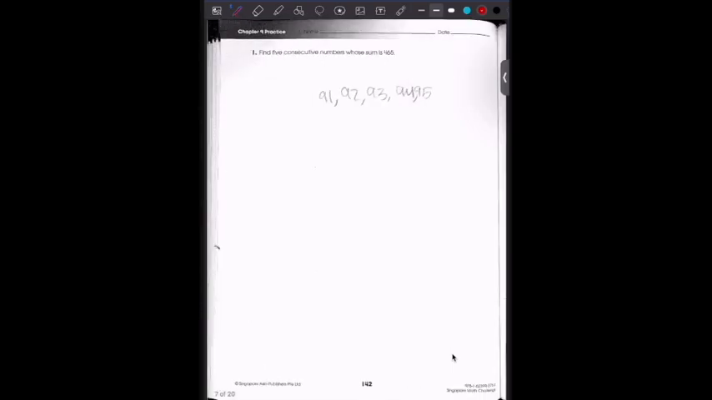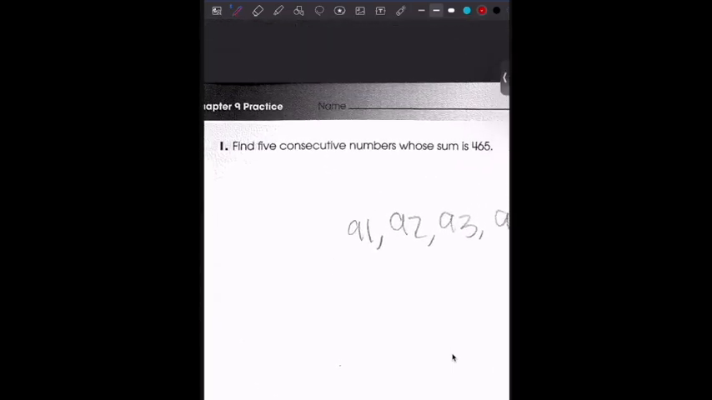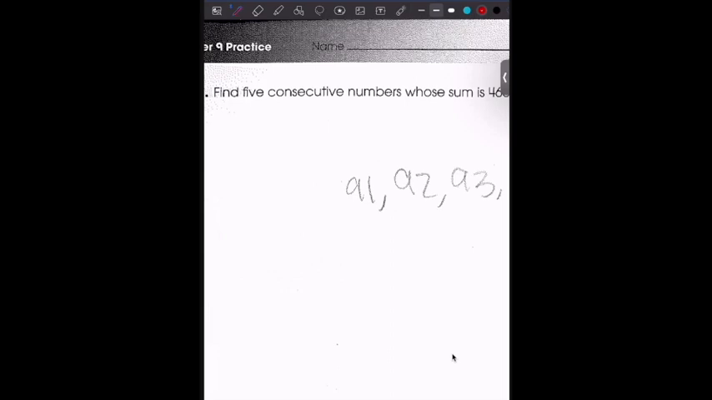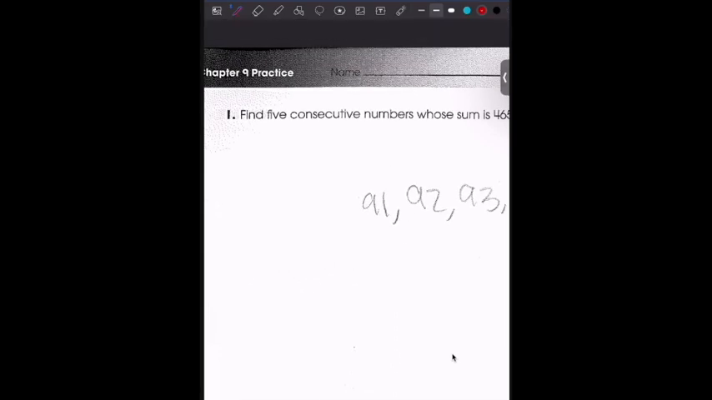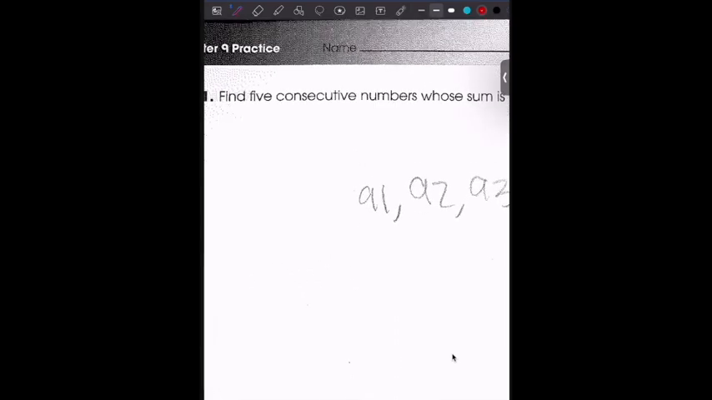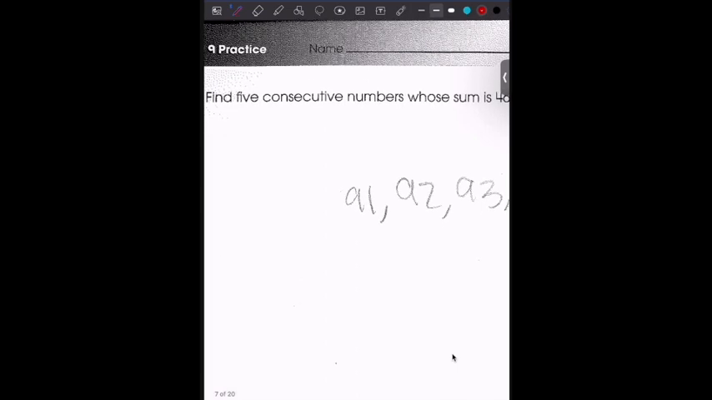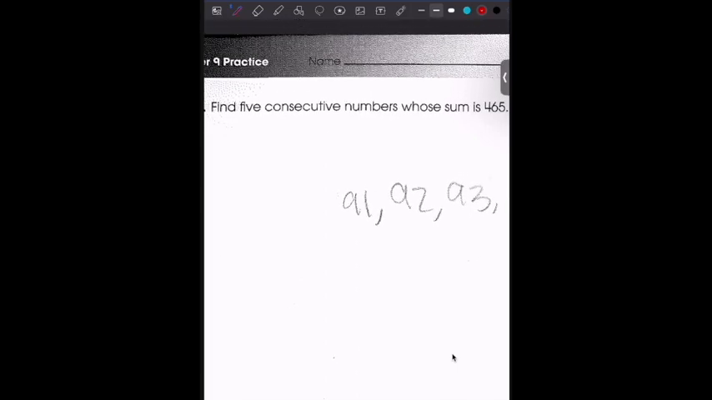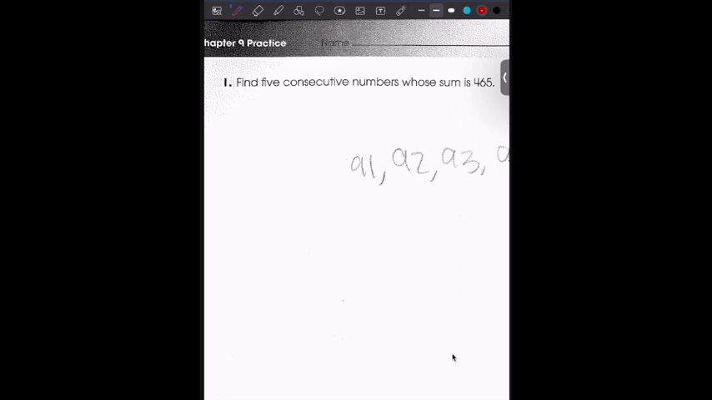So now we're going to look at problem 1. It says, find 5 consecutive numbers whose sum is 465. I'll give you guys about 2 minutes to solve this problem, and then I'll be going over the solution.